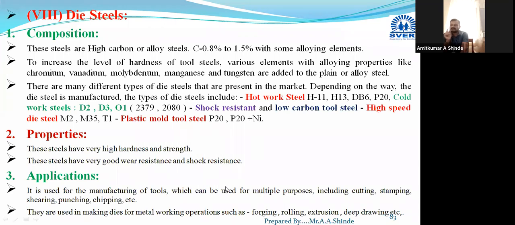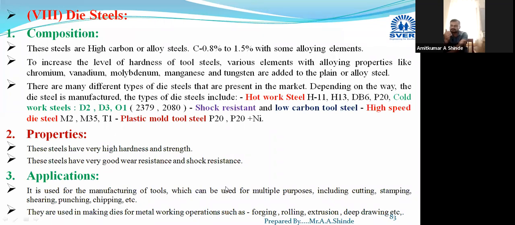Why can only die steels be used for manufacturing these tools? Due to the presence of other alloying elements, they form carbides, and due to the presence of these carbides, wear resistance improves. Along with that, the cutting ability improves. Suppose chromium carbide, vanadium carbide, or tungsten carbide is there, then it will improve the cutting ability along with wear resistance and abrasion resistance. Hence, for operations like cutting, stamping, punching, shearing, or simply machining, we can use different tools, and all these tools you can manufacture with the help of die steels.